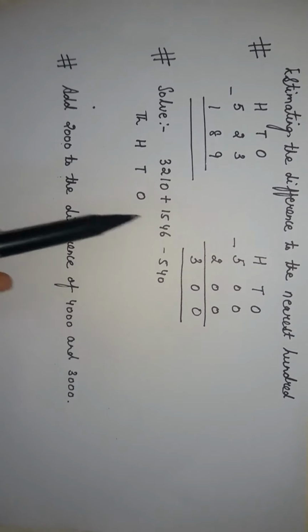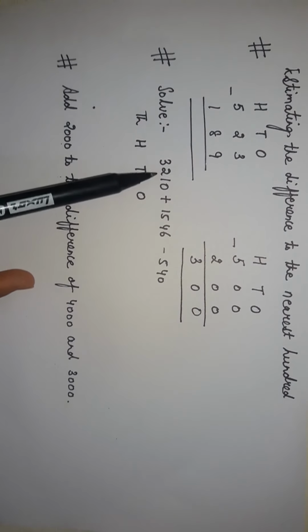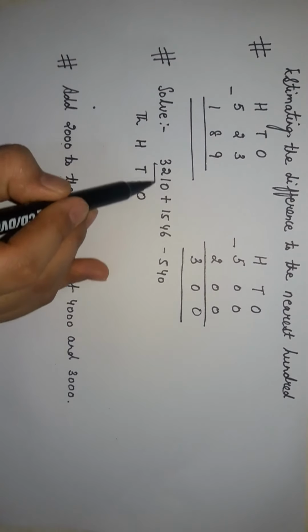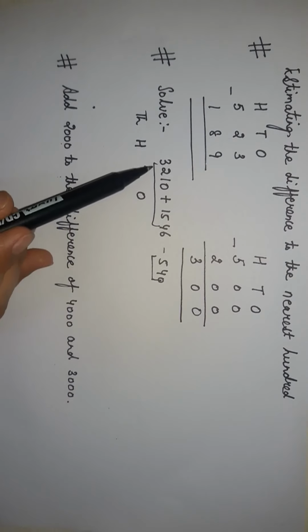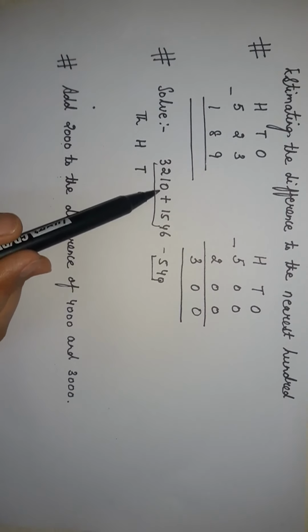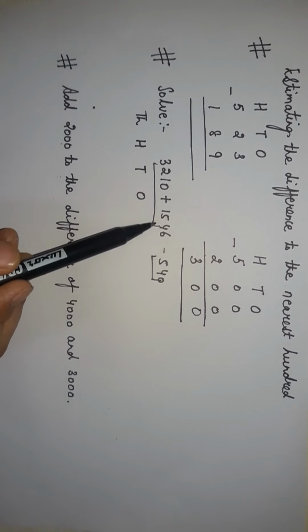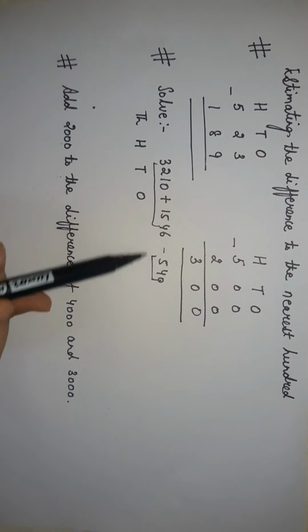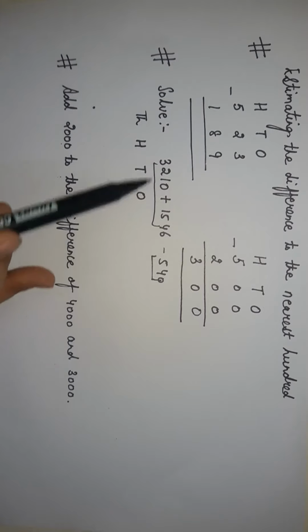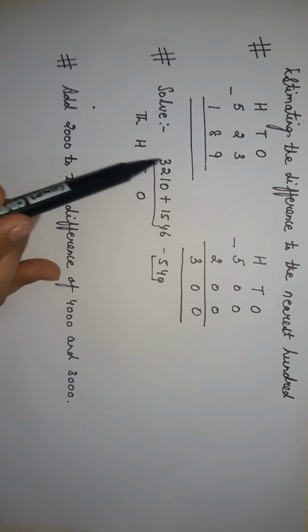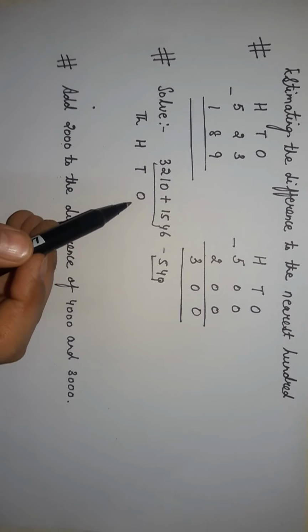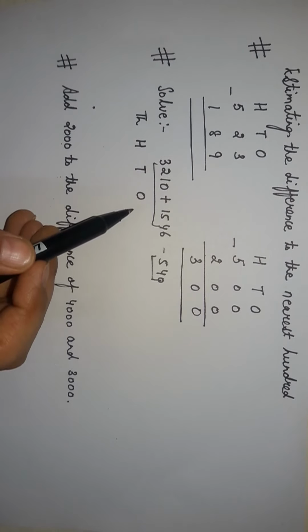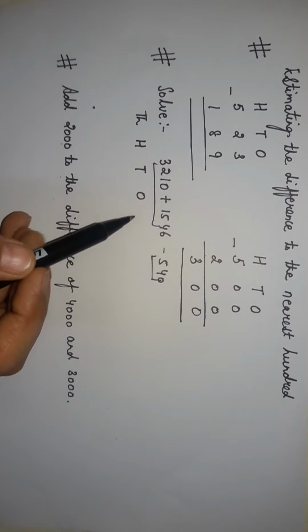Next we have one example of a question in which the first two numbers are added and the third number is subtracted. So how will we solve it? We have the first number 3210 and the second number 1546. Whenever you get sums like these, try to solve the addition first and then subtract. Okay, you can also get a question in which you have to subtract first and then add.